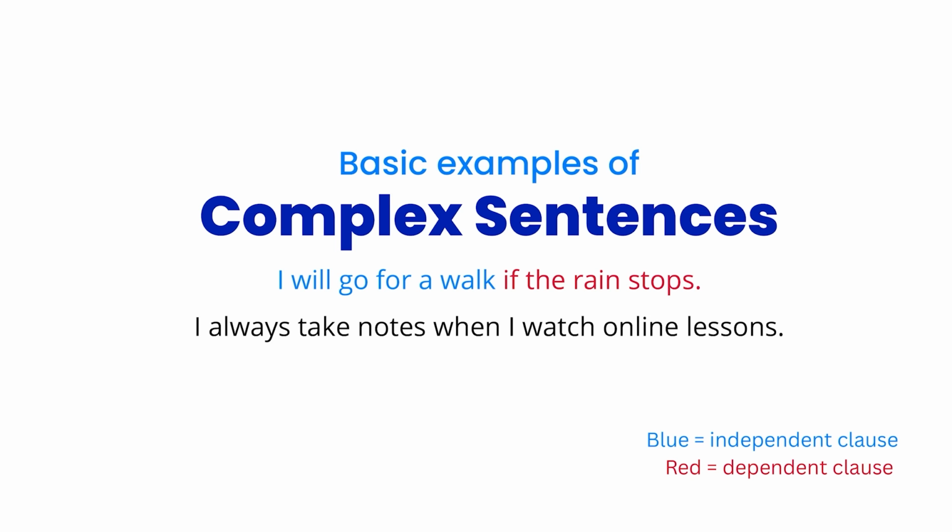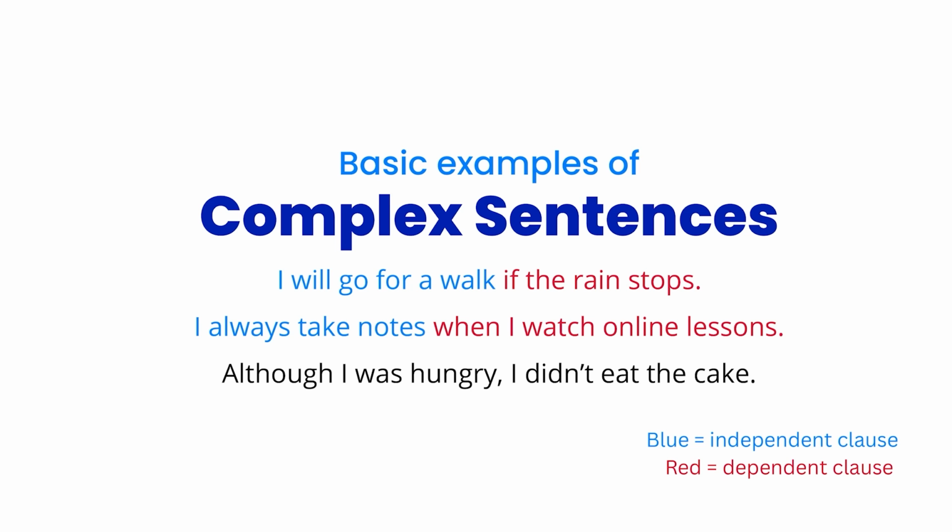I always take notes when I watch online lessons. So what's the independent clause? What's the dependent clause? Well, I always take notes. That's independent. It doesn't need anything else. But when I watch online lessons, that needs more. It needs something else. And finally, although I was hungry, I didn't eat the cake. Well, with this one, we have got the dependent clause first. So if you just hear, although I was hungry, well, it's not complete. It doesn't make sense. We need something more. And then I didn't eat the cake. That is the independent clause.